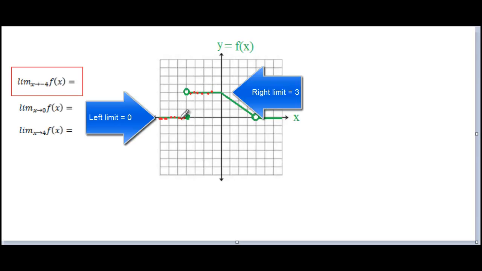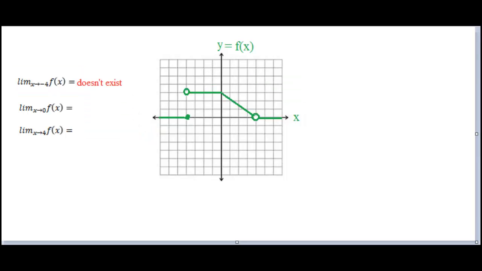So we get 0 from the left and 3 from the right. If we get different answers, we say that the limit itself does not exist. We could be more specific and say why it doesn't exist, because the left limit and the right limit are different, but for now let's just write doesn't exist.